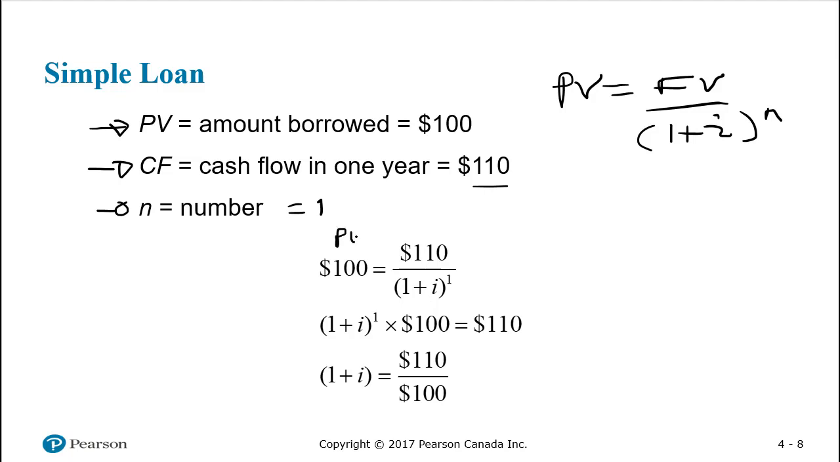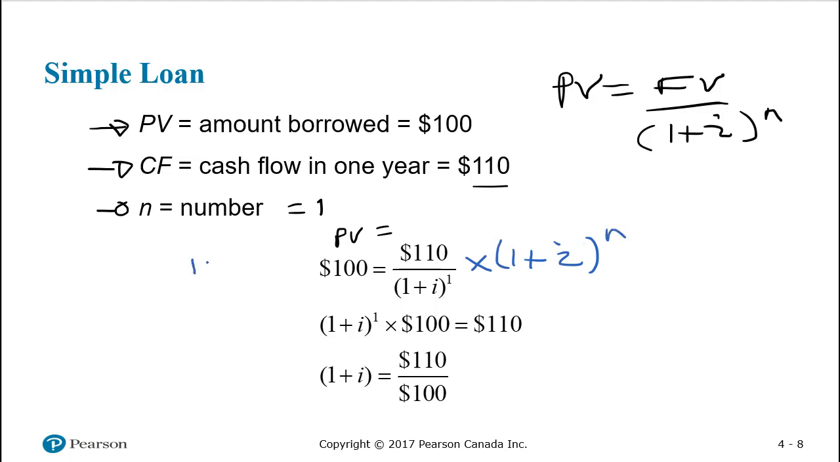So $100 present value equals the future value, or cash flow, 110 divided by (1 plus I) to the n. If I just change the color of the pen for a minute and make it blue here, you can see that I can multiply both sides by (1 plus I) to the n, and on the right-hand side.